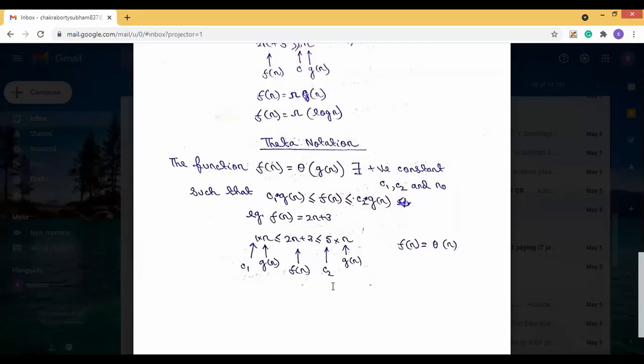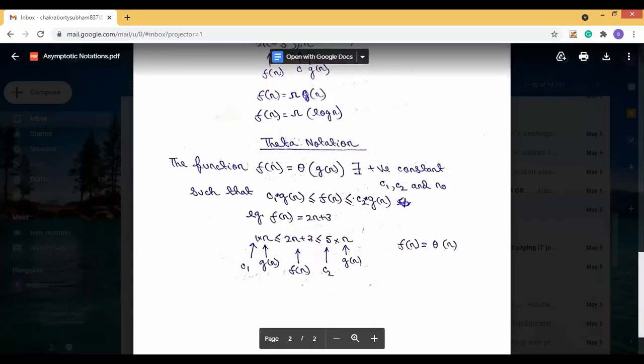Yes, sir. Okay. So this is all about the asymptotic notations: big O, big omega, and theta. Clear? So today I will start another topic.